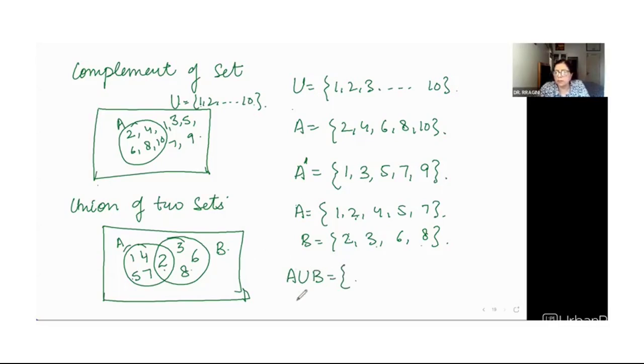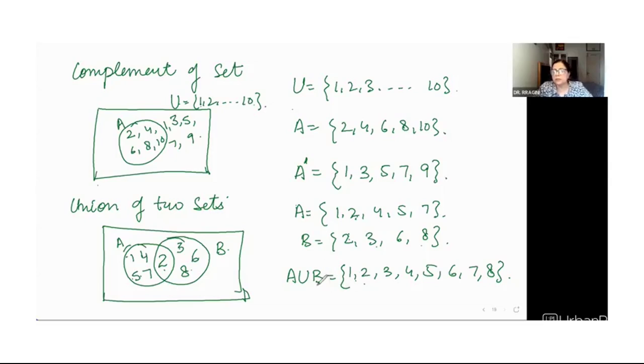We had studied A union B is the set of elements which belong either to A or to B or to both, right? So we can start writing elements from here. 1, 2, 3, 4, 5, 6, 7, 8. A union B. So we have covered all the elements here. Since 2 was present in both the sets, I have written it once only. That was the case, right?